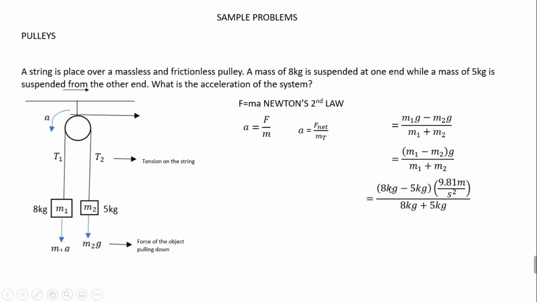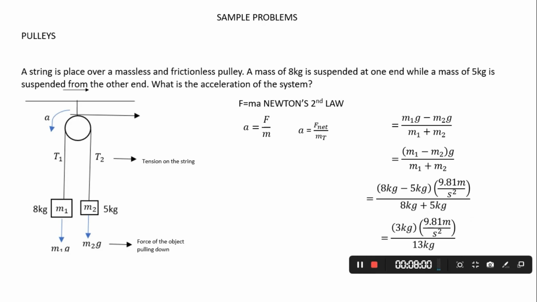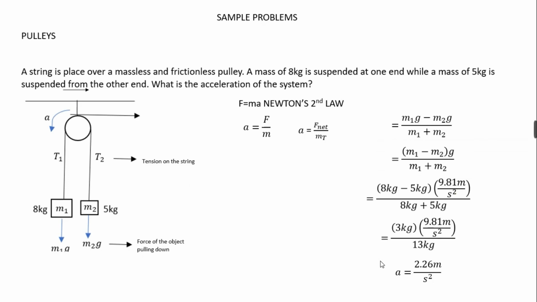So we'll have 8 kg minus 5 kg times the gravity, which is equal to 9.81 meters per second squared, over 8 kilograms plus 5 kilograms. So this will give us 3 kilograms times 9.81 meters per second squared over 13 kilograms. So calculating this will give us our acceleration, which is equal to 2.26 meters per second squared.